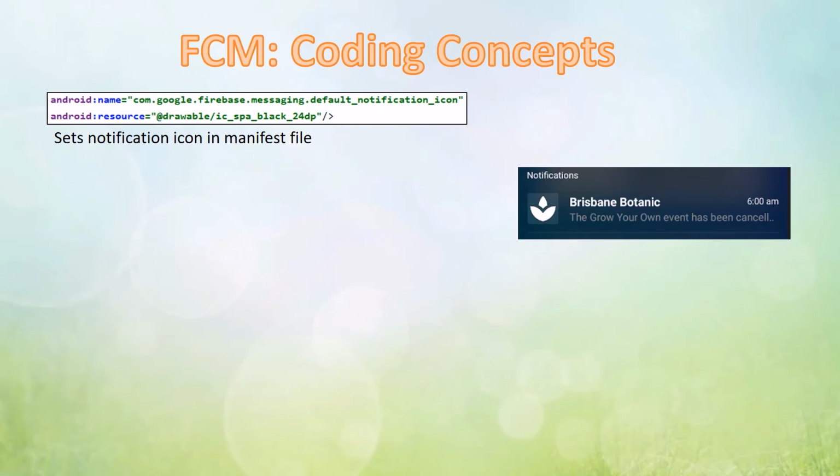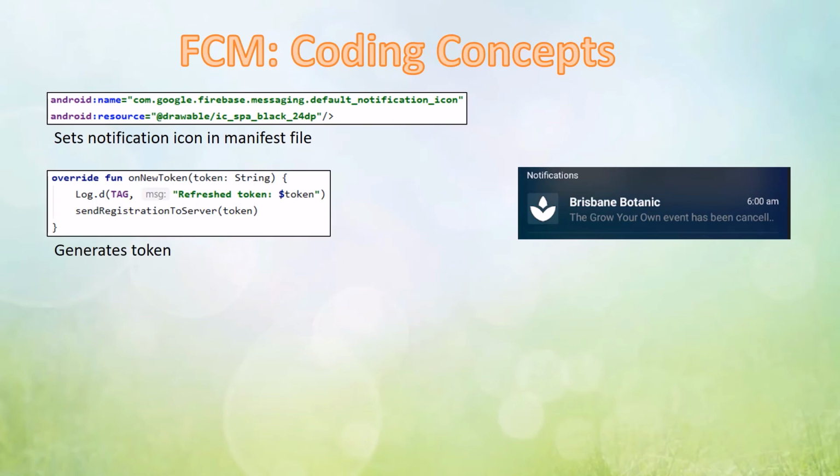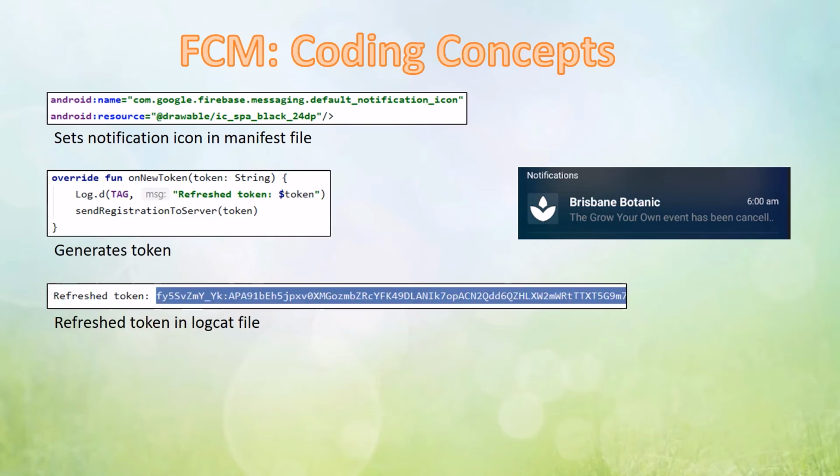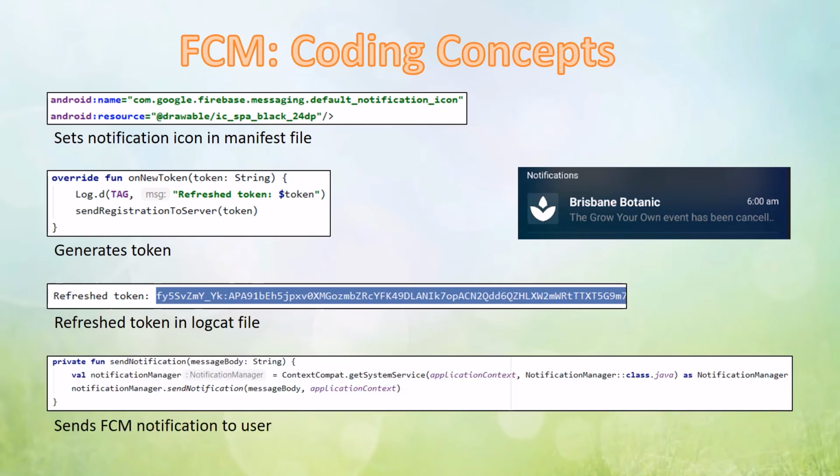The Firebase Cloud Messaging service was implemented by setting the notification icon in the manifest file. The onNewToken function generates the token, and this is then found in the logcat file under a fresh token, and this needs to be used to register the app to receive notifications. The send notification function sends the notification to the user.